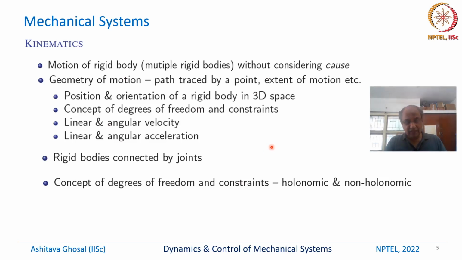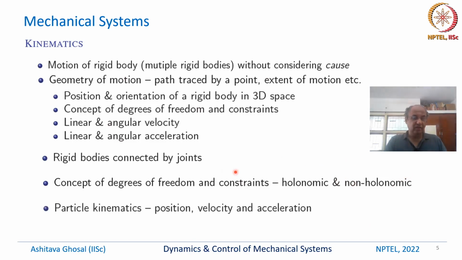So there are different kinds of constraints. One of them is called holonomic and the second one is non-holonomic. We'll look at these in more detail in this course. One classical way of looking at kinematics is what is called particle kinematics. We assume that it is a point mass and then we study position, velocity and acceleration of this point mass.